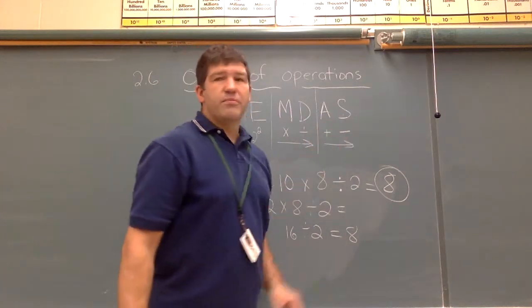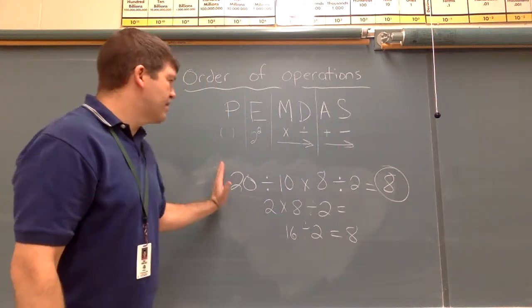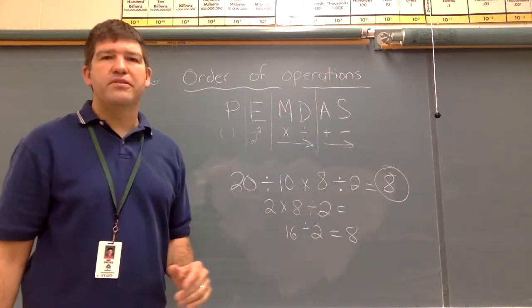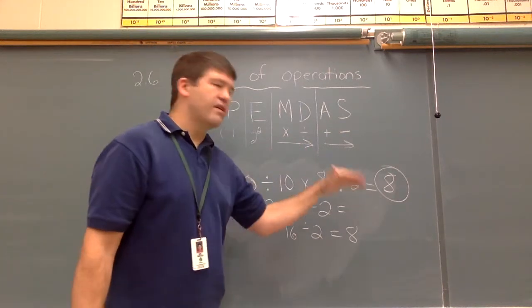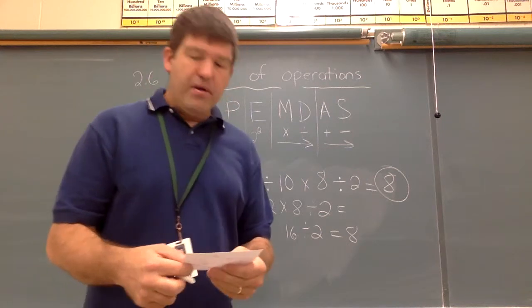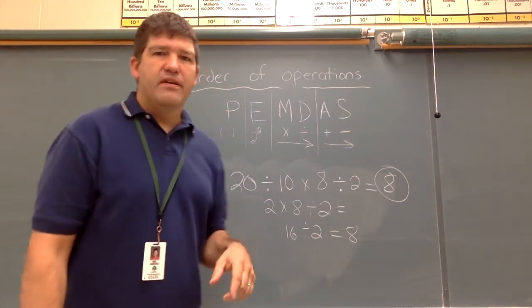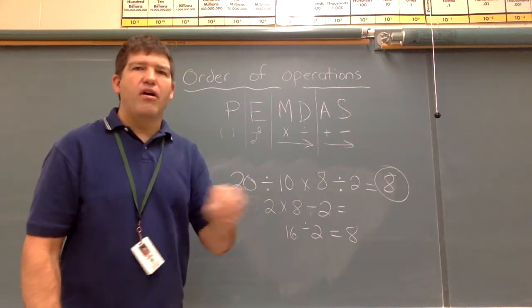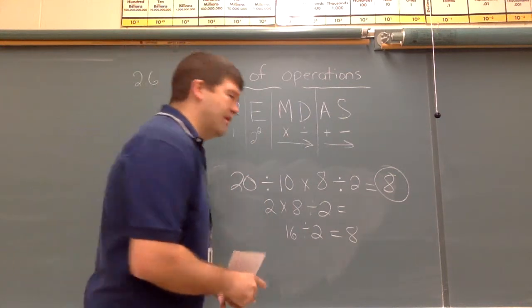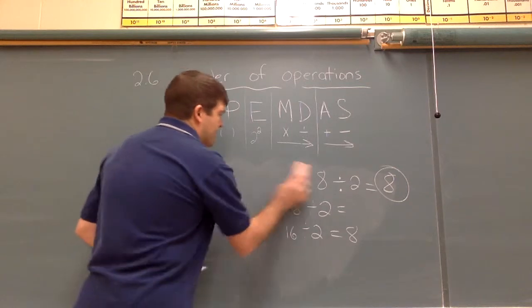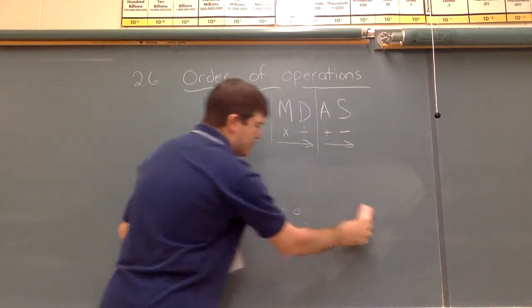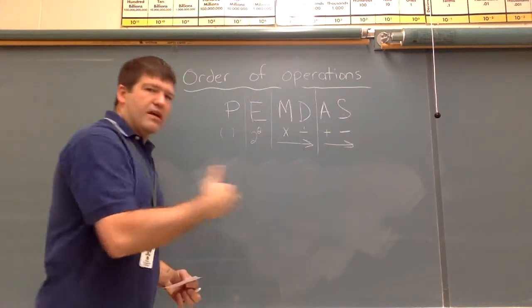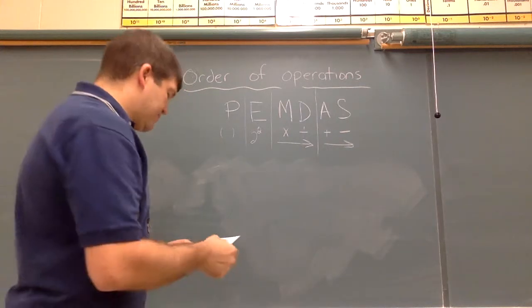When you have just addition and subtraction, just like reading a book, you start here and go. If you only have multiplication and division, you start here and go. But what happens when you have multiplication, division, addition, and subtraction all mixed up? Let's go to that level. These first two problems I did were the most basic. You just start left and go right. Now let's try this one.